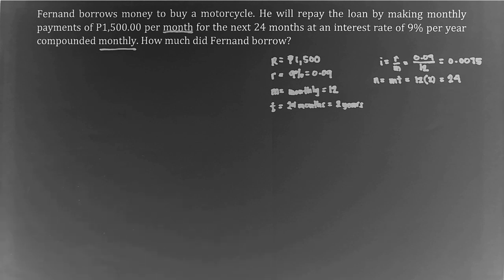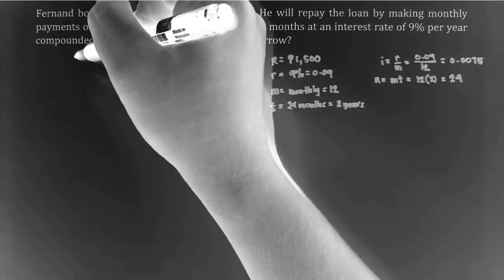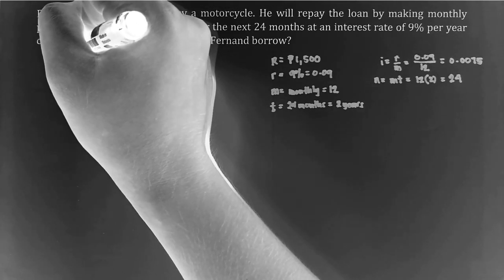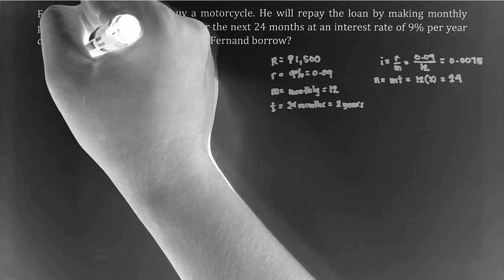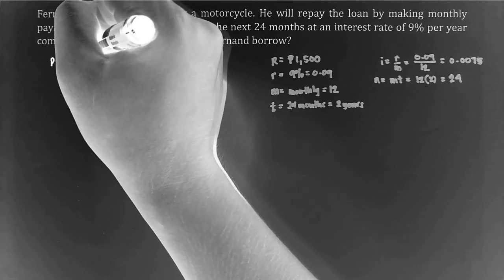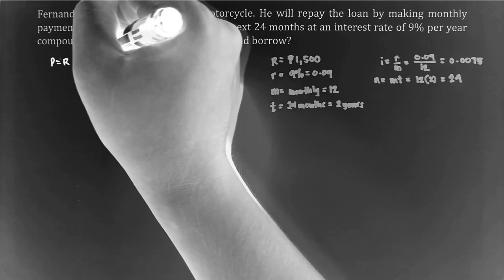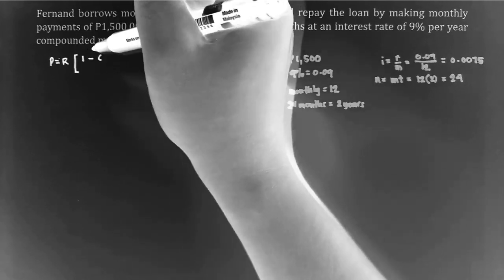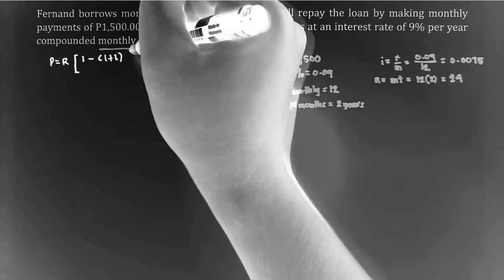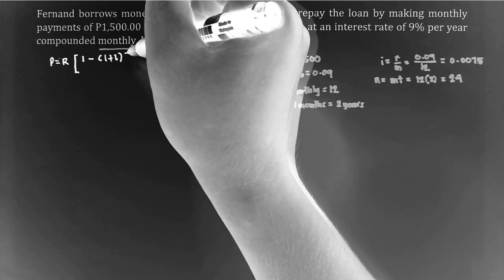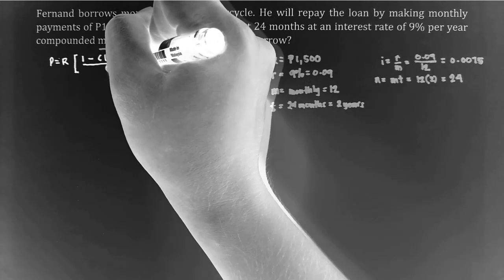So gamit itong mga values na ito, isa-substitute natin siya sa formula natin ng pagko-compute ng present value. So we have here the formula. P is equal to R times 1 minus, we have 1 plus I raised to negative N over I.